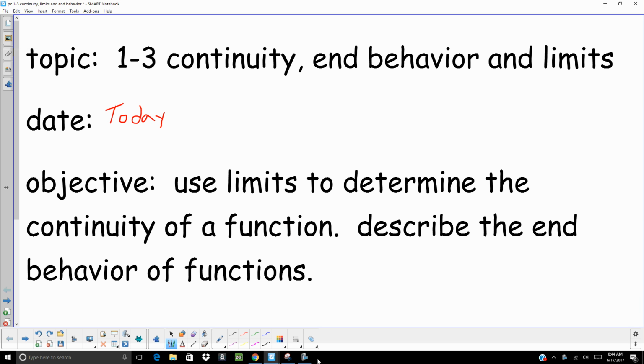Hello, today we are doing 1-3 in pre-calc, which is continuity and behavior and limits. We're going to really focus on continuity today though. Today's date is today. Our objective: use limits to determine the continuity of a function and describe the end behavior of the function.